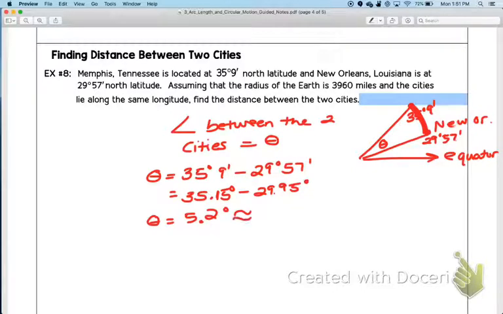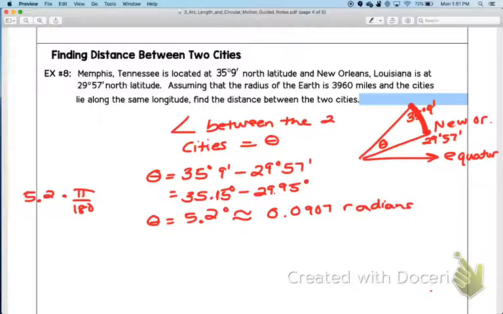Converting that to radians is 0.0907 radians. How do we convert to radians again? Right, we take 5.2 times pi over 180 to do our conversion, and that's where the 0.0907 would come from.